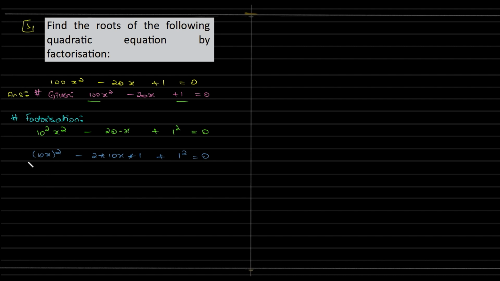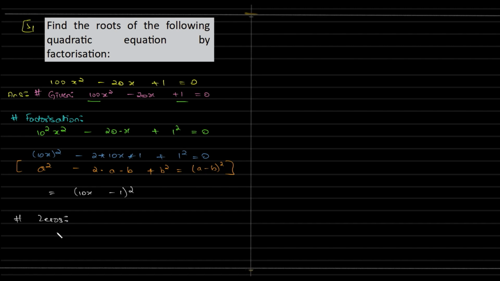What identity? A square minus 2ab plus b square. And this is nothing but a minus b the whole square. Okay, so this is 10x minus 1 the whole square, is it not? Quite simple, right? Now we have to find the zeros, that's all.